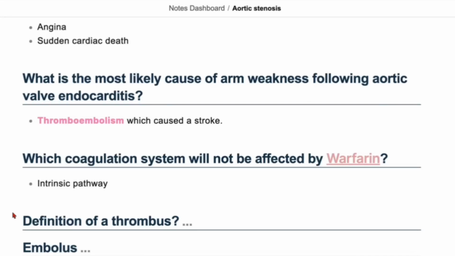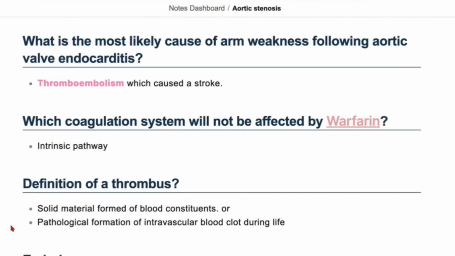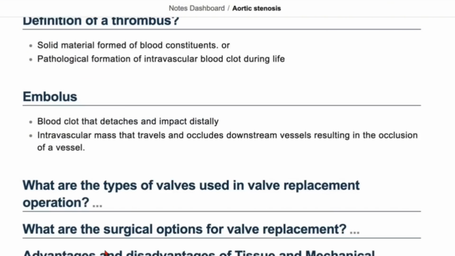What's the definition of a thrombus? So the definition of a thrombus is a solid material that is formed by blood constituents such as platelets and fibrin. And what is the definition of an embolus? So an embolus is a solid clot formation formed by the aggregation of platelets in direct relation to that of thromboxane A2.